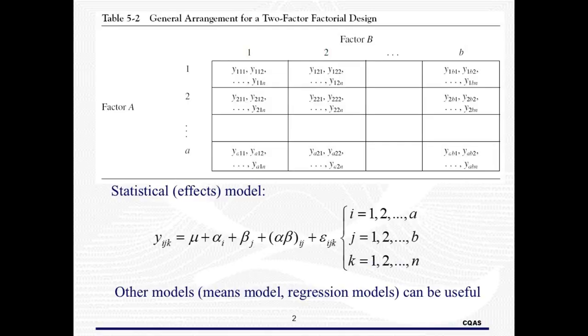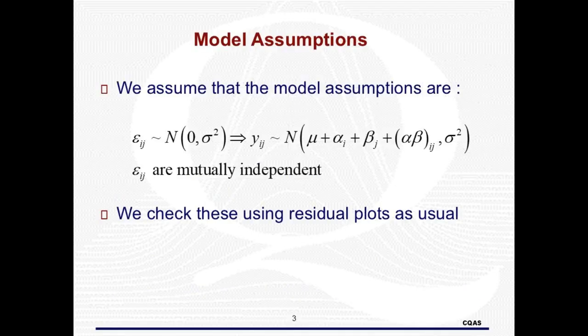The effects model for the two-factor case is given on the slide. Notice that we have two effects instead of one. Also, we have an effect for the combination of the two, which of course is what we call an interaction. The model assumptions here are no different than in the single-factor case.